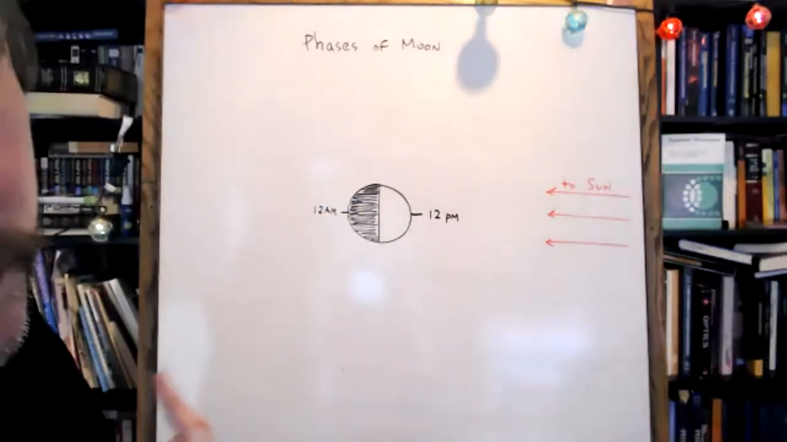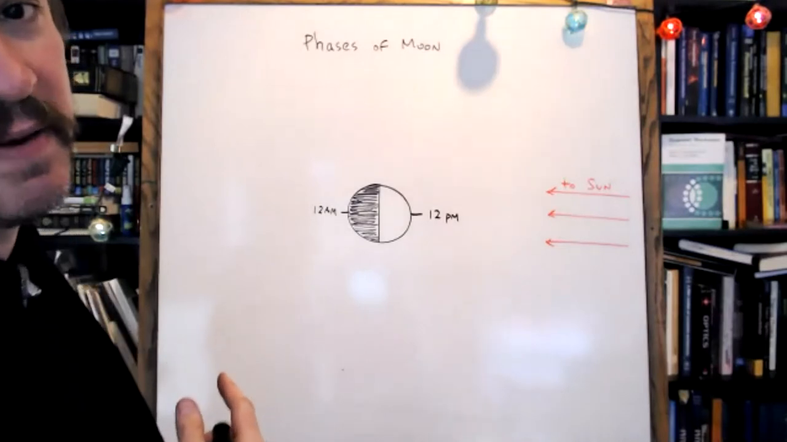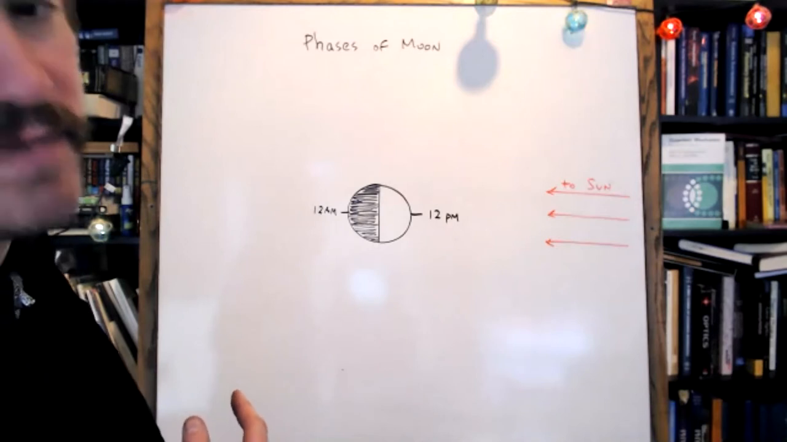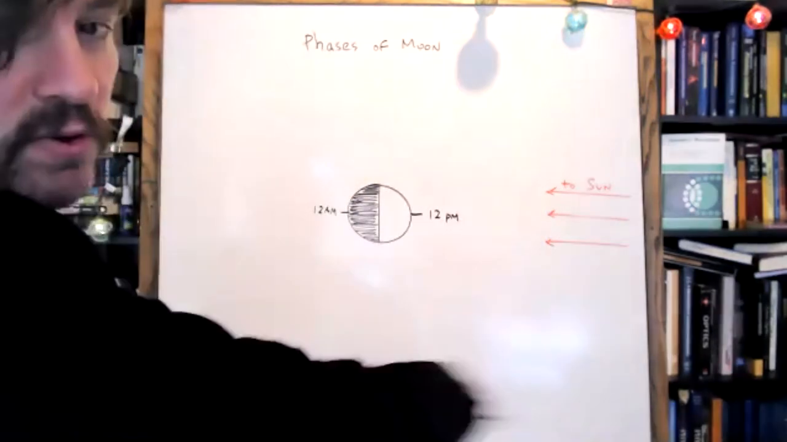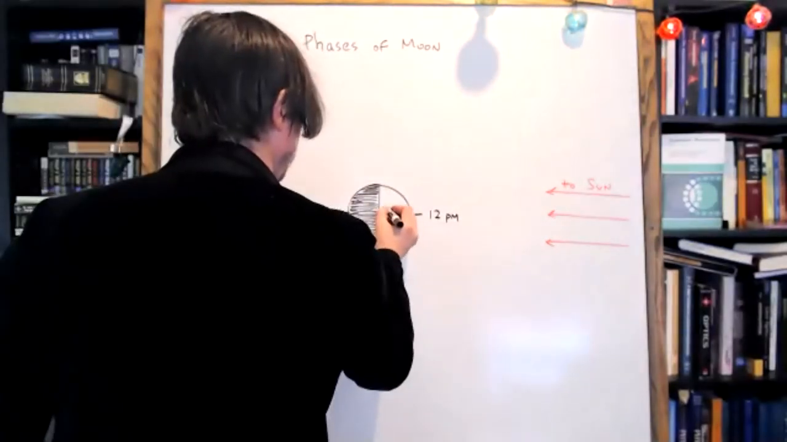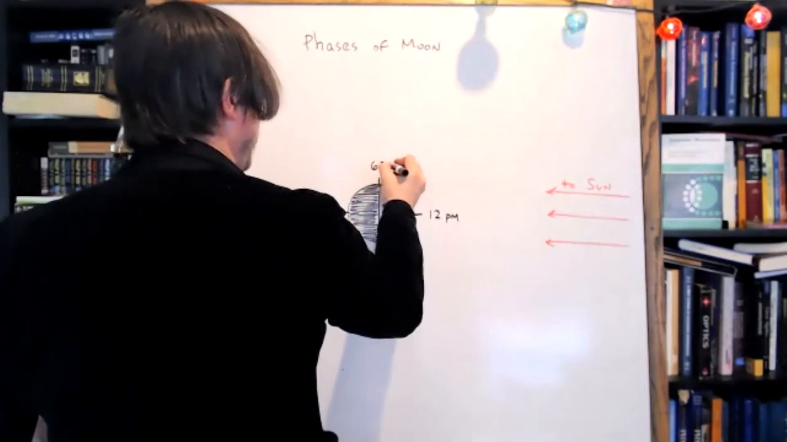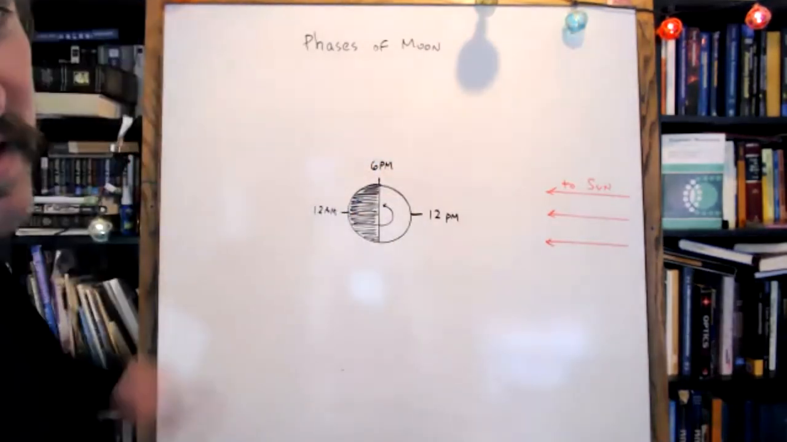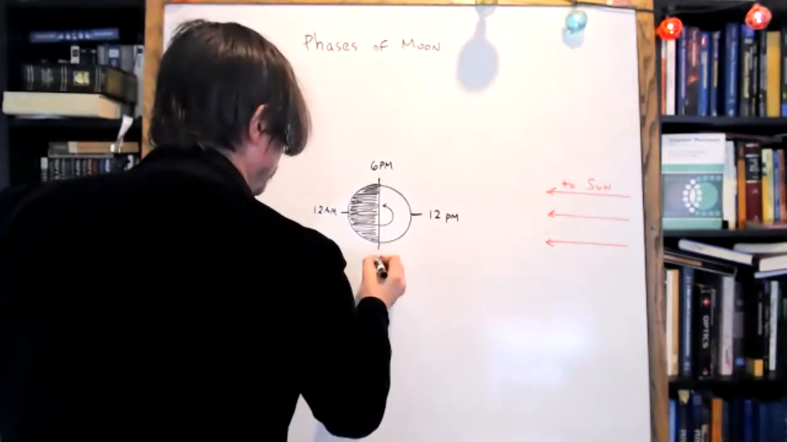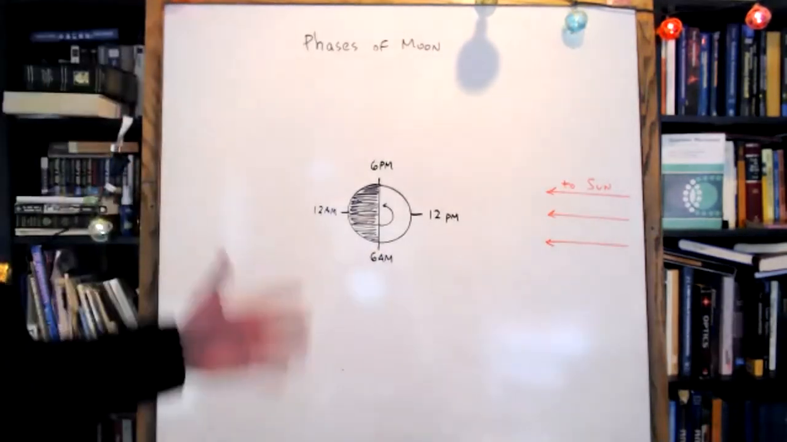Do you guys remember which direction the Earth spins in space? Which direction does Earth spin? Counterclockwise. Very good. So if we're looking from the north, let's imagine the Earth spinning counterclockwise. It spins like so. So this position would be 6 p.m. That's sunset when the sun is on your horizon. And this position over here is 6 a.m.